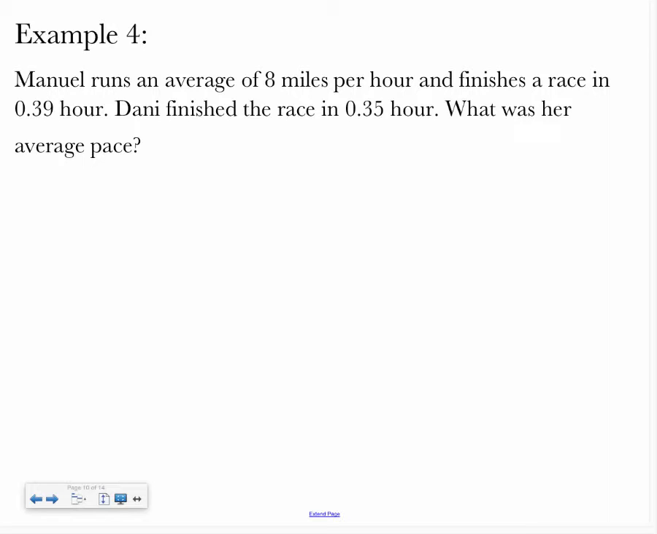Manuel runs an average of 8 miles per hour and finishes a race in 0.39 hours. Dani finished the race in 0.35 hours. What was her average pace? Okay, so Manuel, 8 miles, and then in 0.39 hours, and Dani, we know, was 0.35 hours, and we want to know what her average pace was. So we want to know her miles per hour.